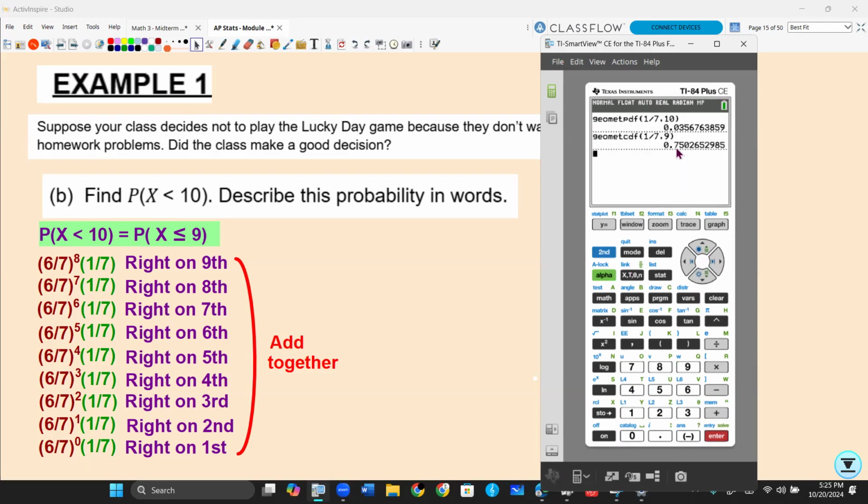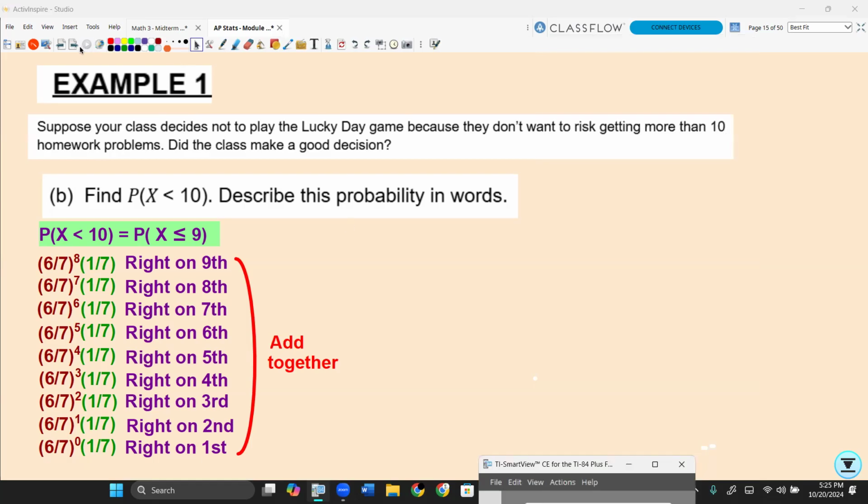And that's going to give you about 75%. So in words, that probability would be something like, the class would have a 75% chance of having 9 or less homework problems over many, many random selections. So let's take a look at what that looks like.